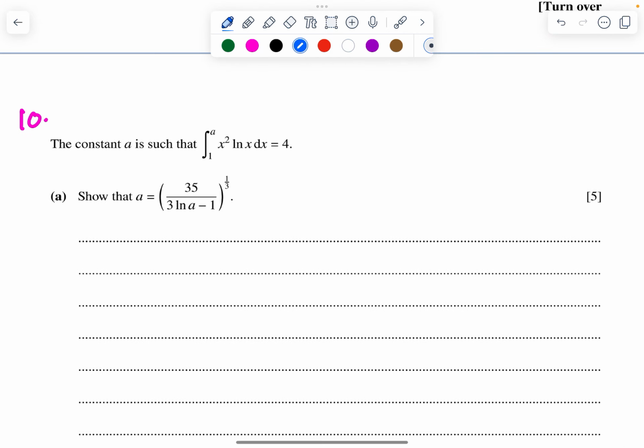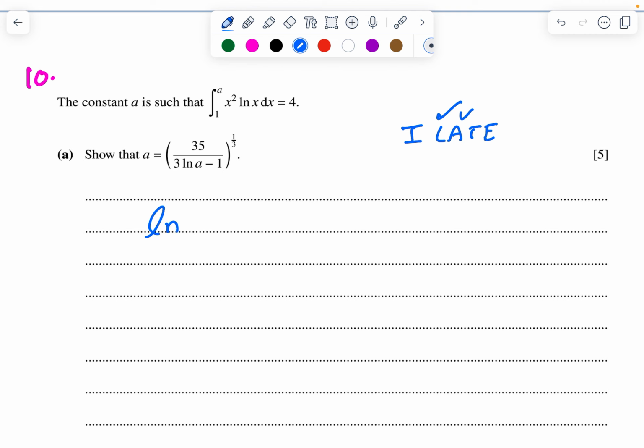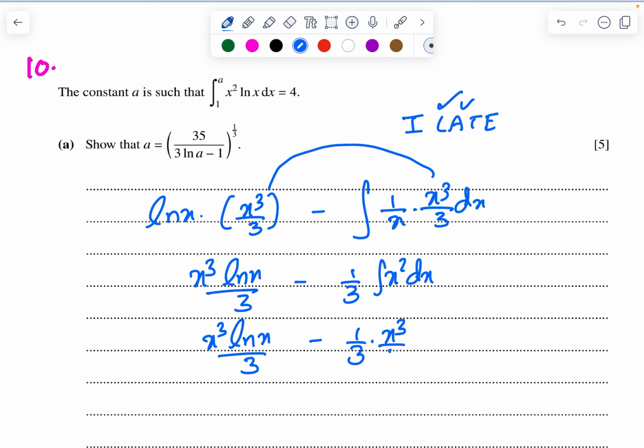Coming to question number 10. Again, integration by parts. I have logarithmic and algebraic. So first function, integral of second function is x cubed by 3, minus integral of derivative of first function, 1 upon x, times x cubed by 3 dx. So x cubed ln x upon 3 minus 1 upon 3 integral of x square dx. x cubed ln x upon 3 minus 1 upon 3 x cubed by 3. The limits are 1 to a.